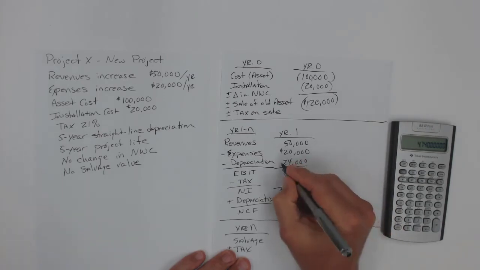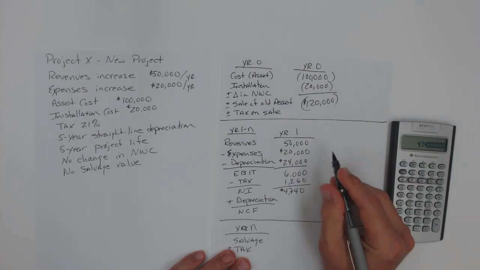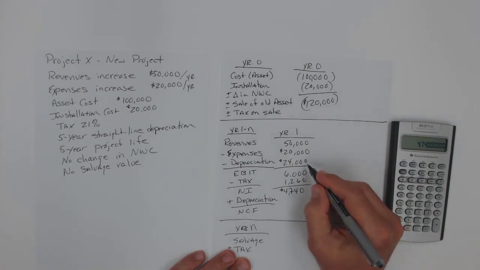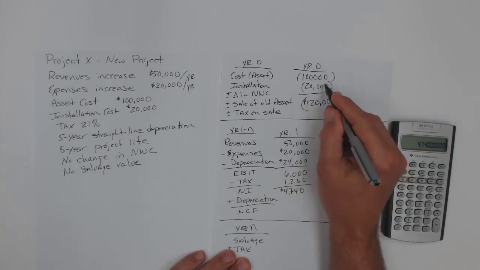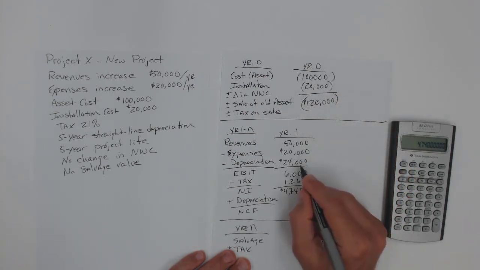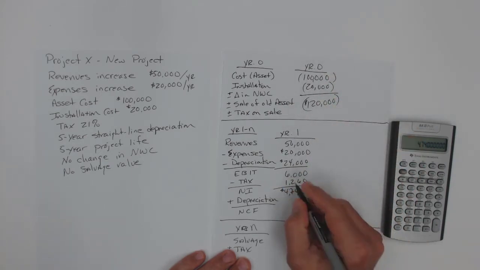The depreciation was subtracted from the cash flows in year 1, but the money was spent in year 0. So this is a non-cash flow in year 1. This money was not spent here. It was spent way back at year 0.